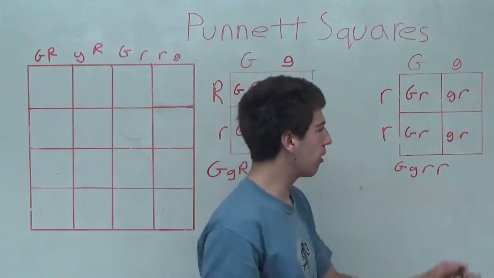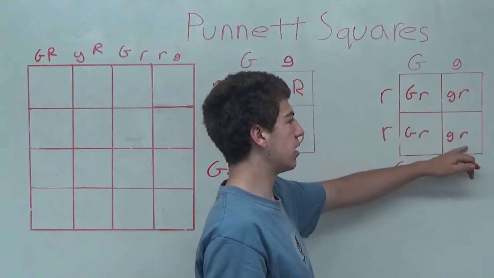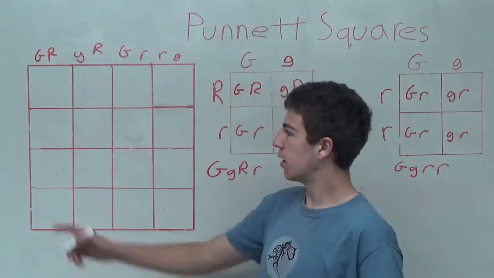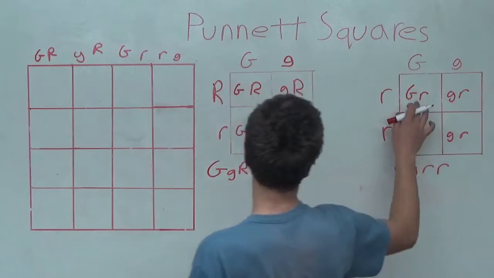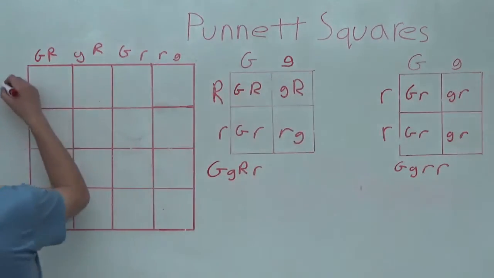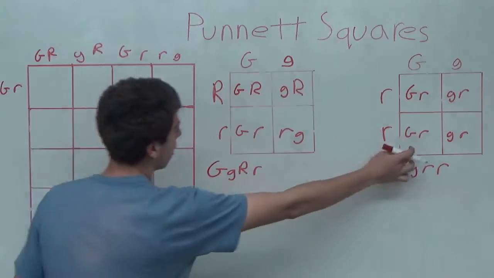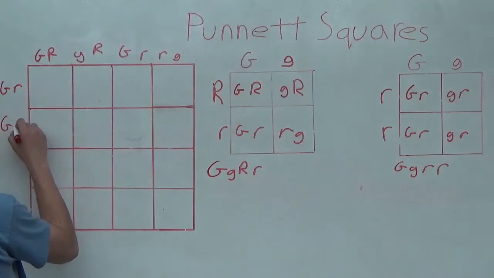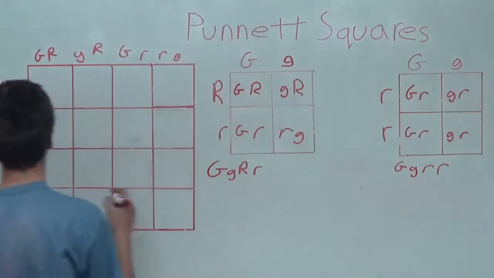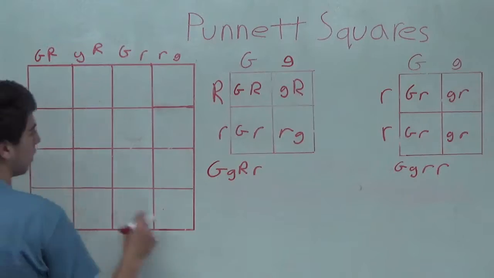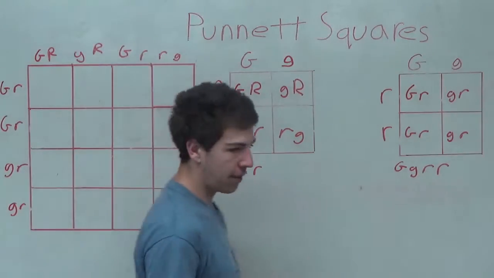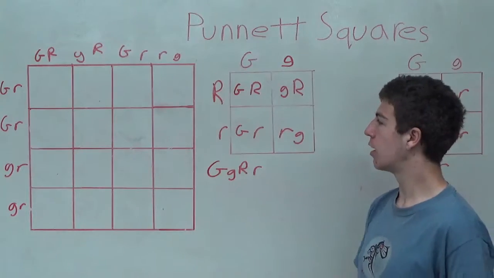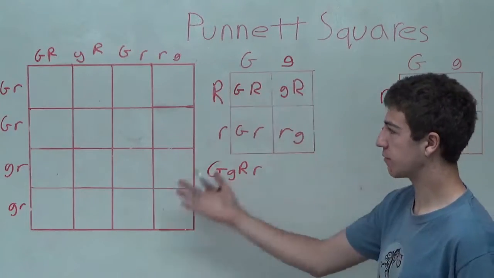And again, once more, we will simply transfer each of these squares into the side of our 4x4 Punnett square. So again, big G, little r, big G, little r, little g, little r, and little g, little r. So once again, order does not matter. You simply move it over and make sure you have properly transferred over.